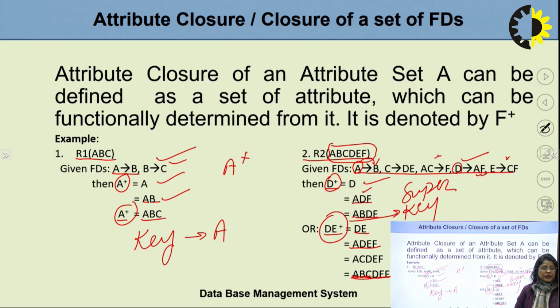right? So if we know the functional dependency set and the types of functional dependencies, and we follow these steps to determine the attribute closure, we can determine the super keys and candidate keys, right?